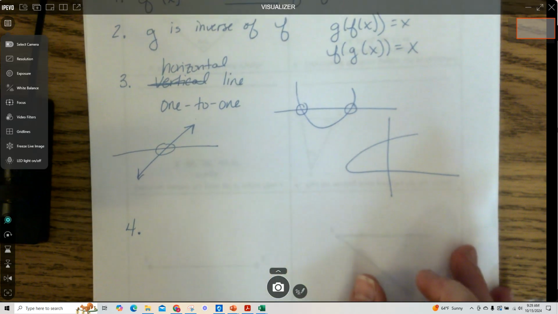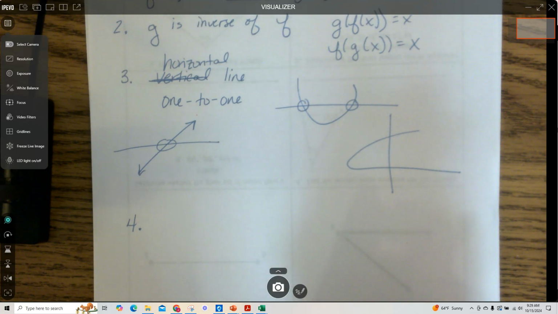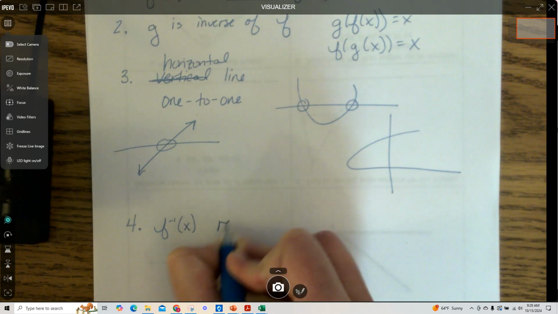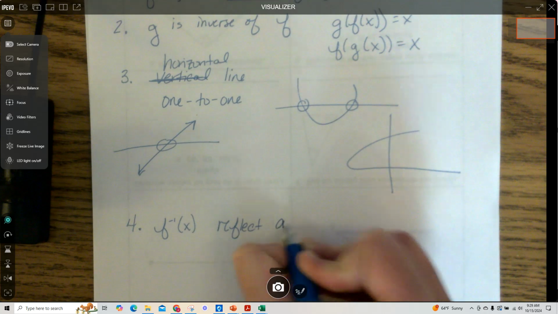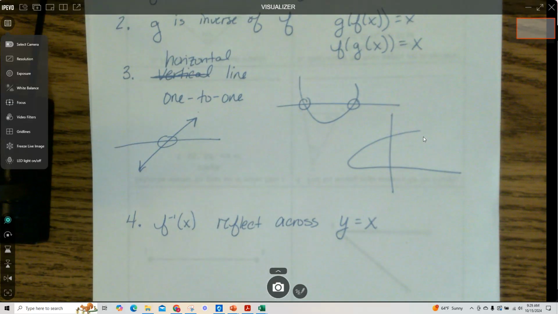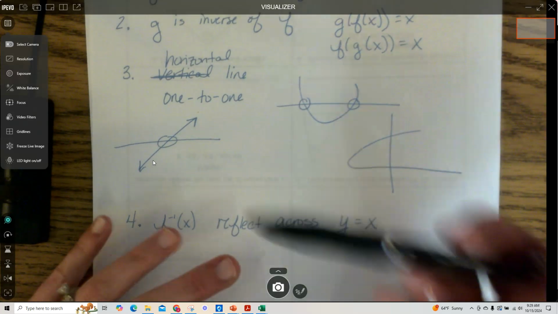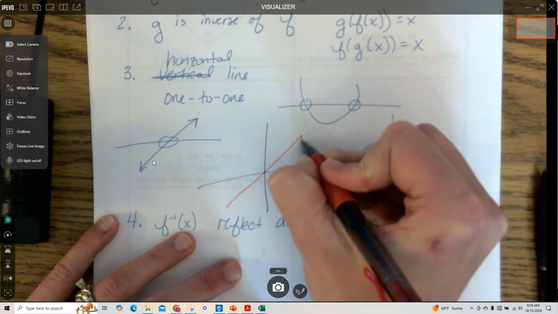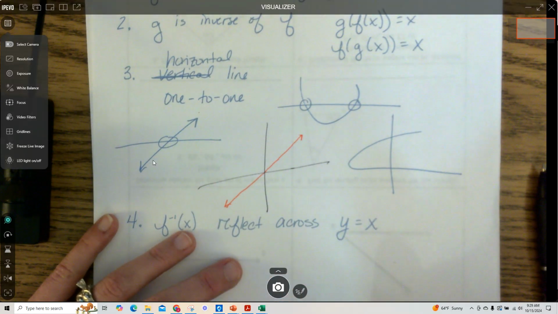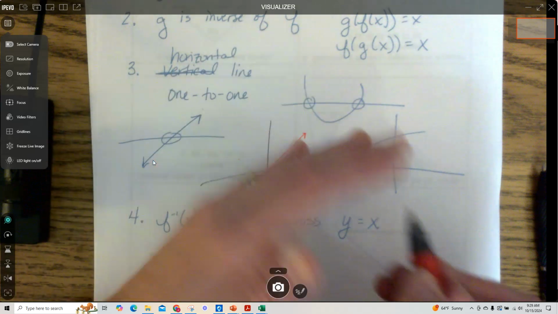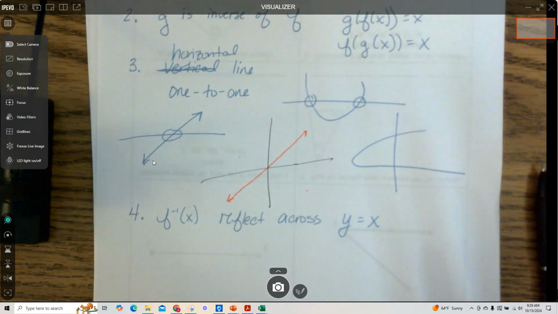All right, number four. The graph of f to the negative first is a reflection of the graph of f about the line whose equation is blank. It's reflected across y equals x. Your function would reflect across that line. You could fold the graph on that line, and that's where your new function would be.